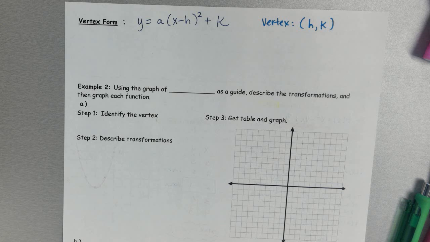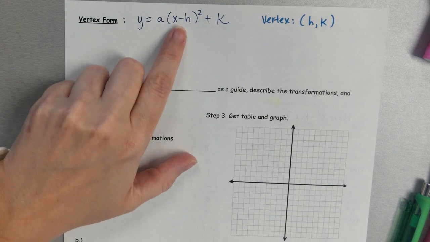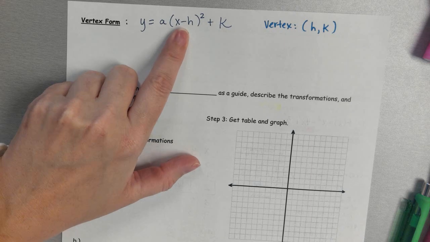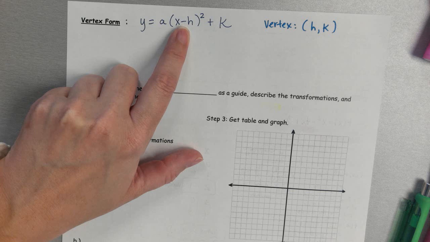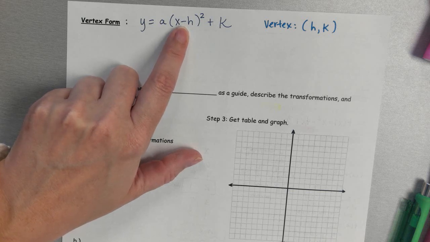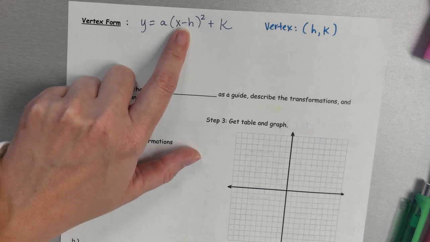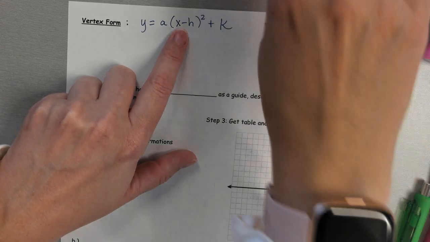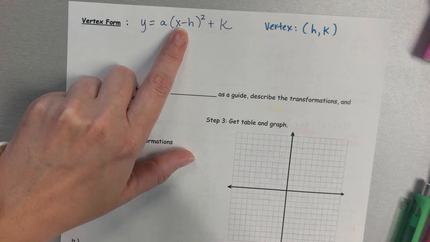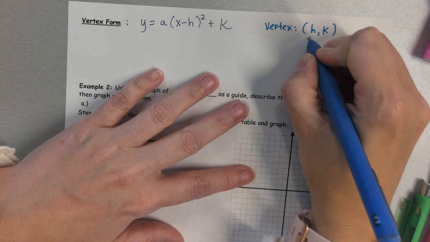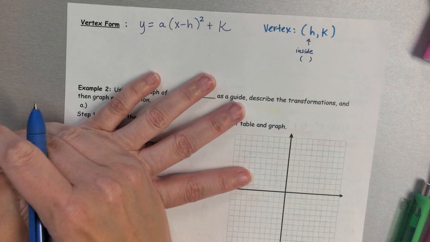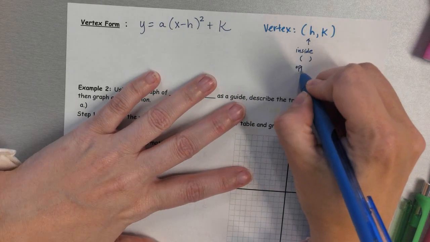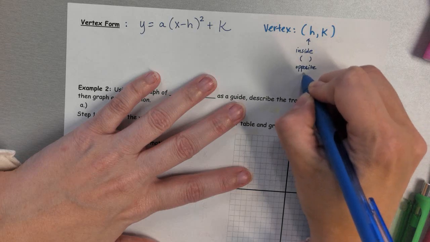When you are picking out the vertex, notice we have this minus h again. It is going to be very similar to what we talked about in chapter 1, where we talked about those transformations. So when you're finding the h value for the vertex, the h value is going to be inside the parentheses, and it is the opposite sign than what you see.